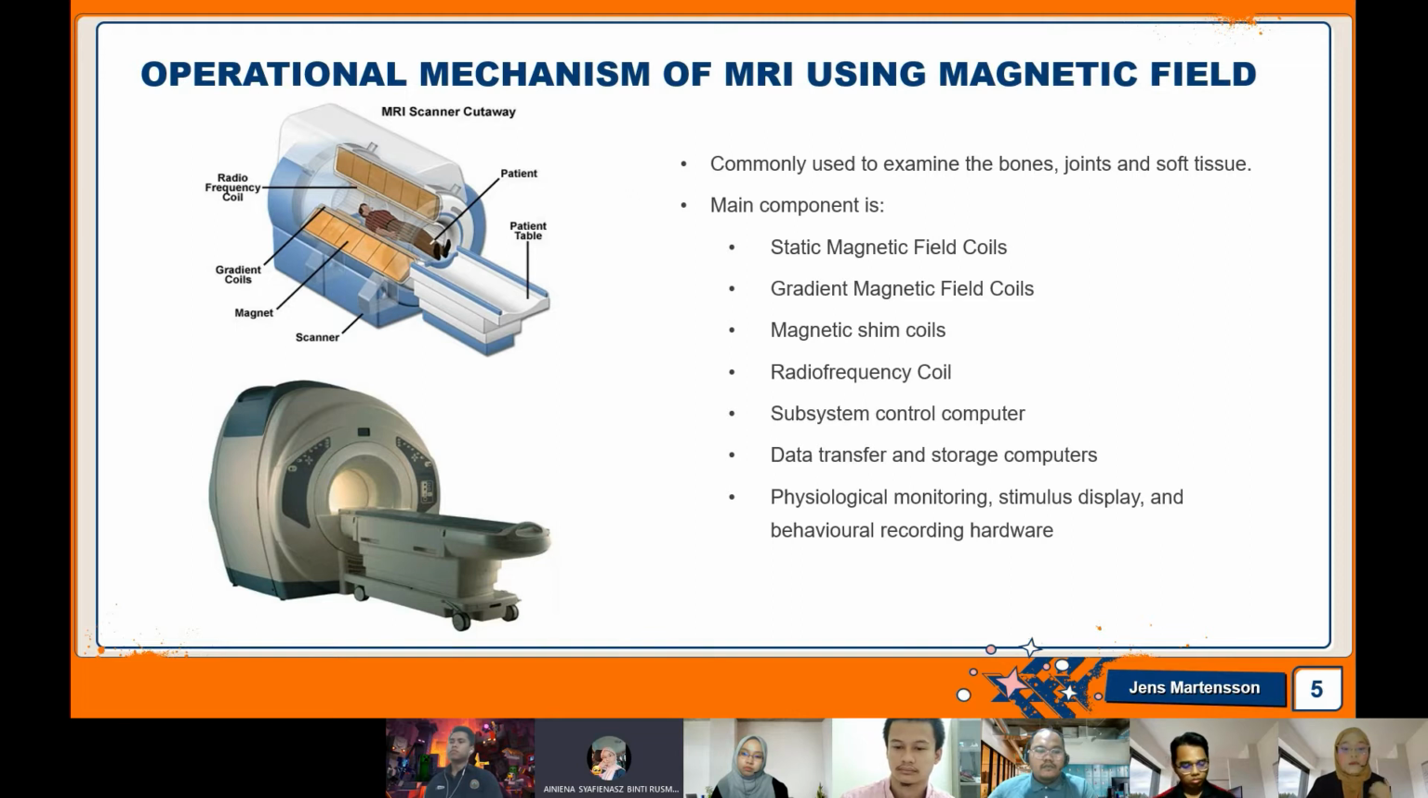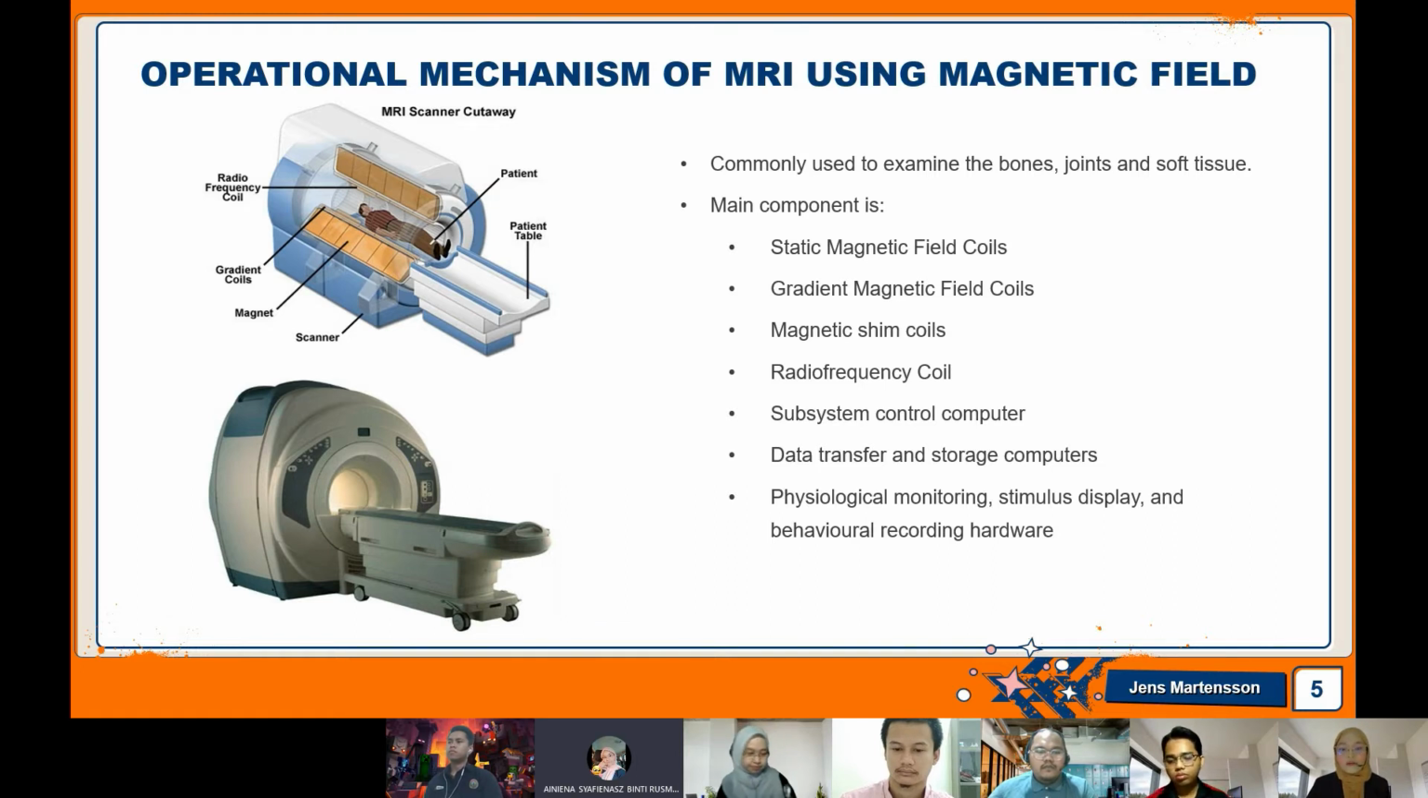Next are the main components of the MRI. Number 1 is static magnetic field coils. Number 2, gradient magnetic field coils. Number 3, magnetic shield coils. Number 4, radio frequency coils. Number 5, subsystem control computer. Number 6, data transfer and storage computer. And the last one is the physiological monitoring, stimulus display, and behavior recording hardware.